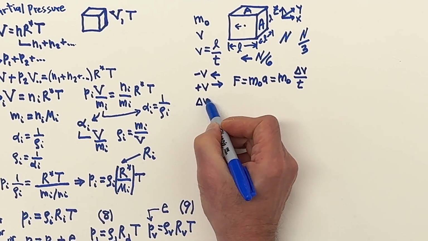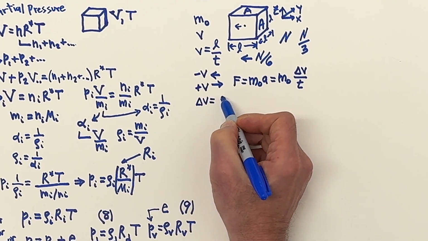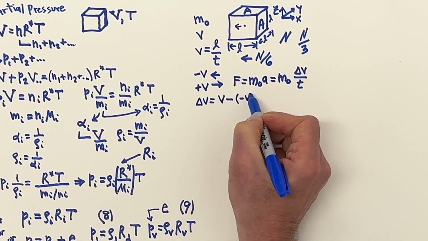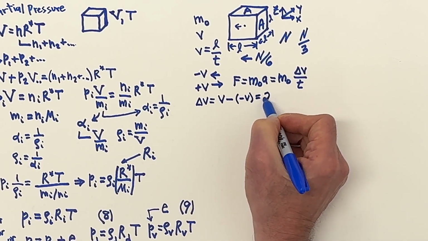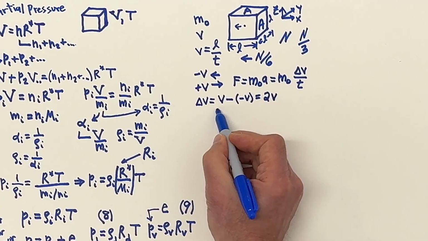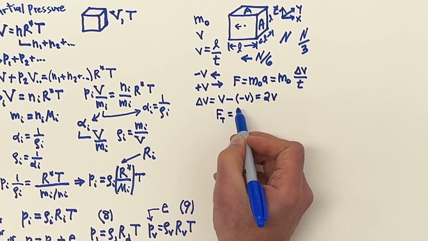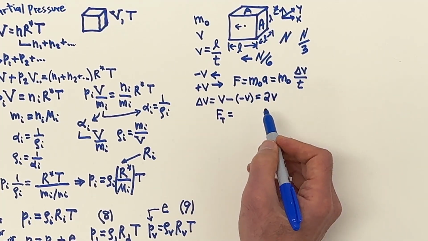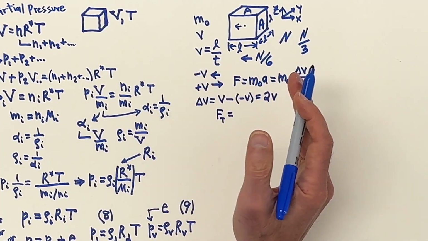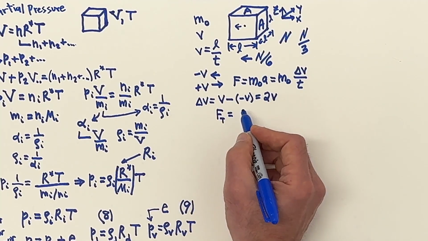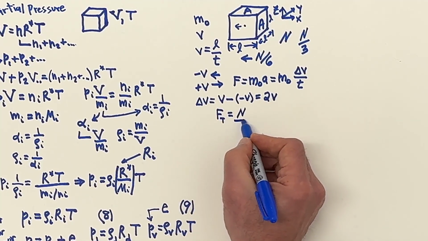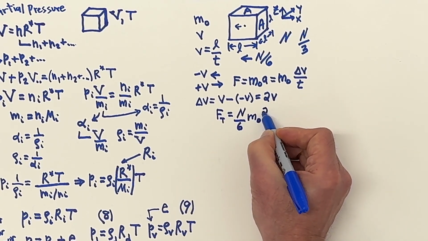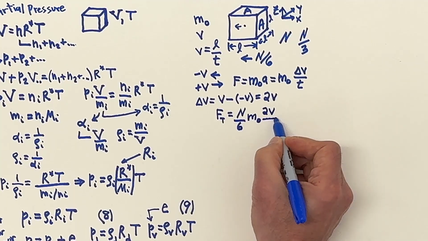So for the delta v, you want the final minus the initial. Well, the final is the plus v, and the initial is the minus v. So the change is 2v. So the total force would be, remember we have n over 6 particles. They're all going to hit that wall once in this time frame, t, and all going to experience that delta v. So therefore, we can write down n over 6 times m naught 2v, your delta v, over t.